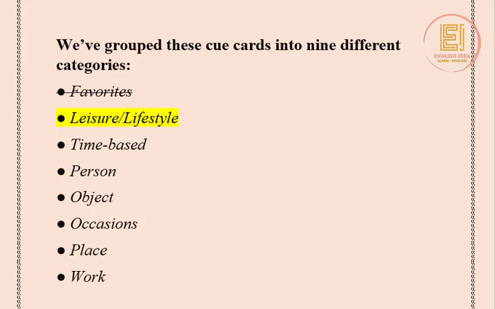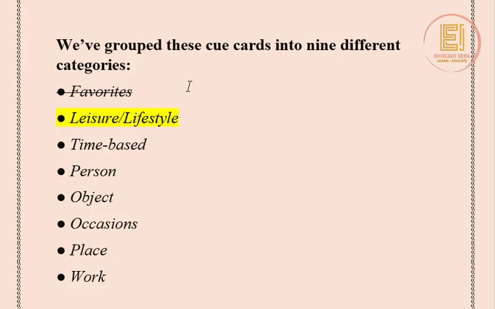In this video, we'll be focusing on the topic leisure and lifestyle. If you all are new to this channel, let me give you a recap. How to Speak is a series where I have grouped cue cards into 9 different categories, starting with favorite, leisure and lifestyle, time-based, person, object, occasions, place and work.